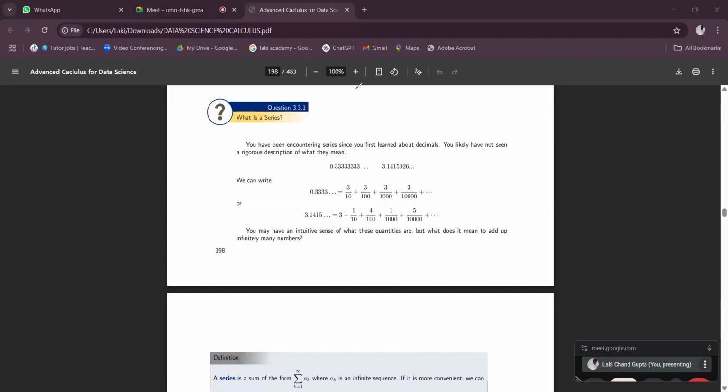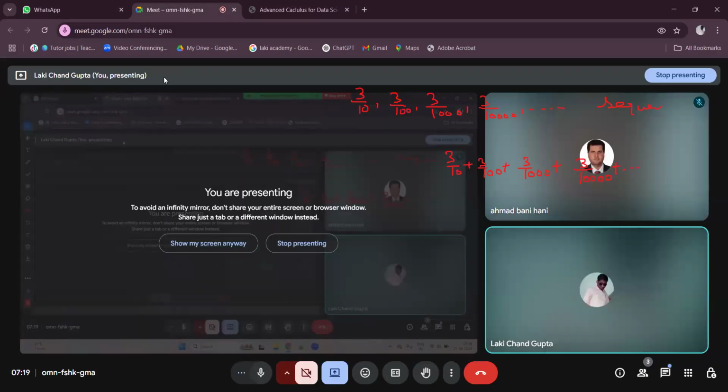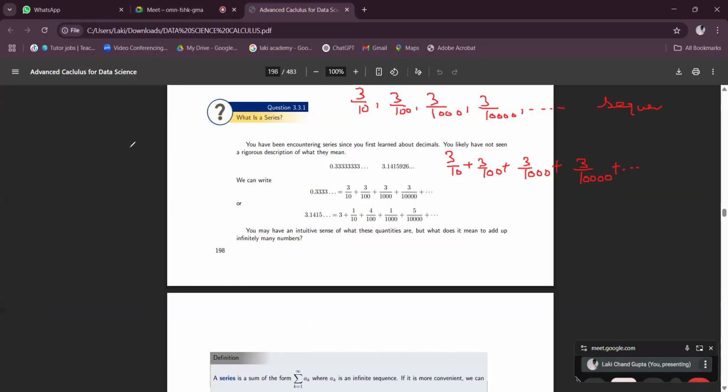Put this in the sequence. Okay, this is the sequence. When you add all these, this becomes a series, right? Okay. Now it is correct.